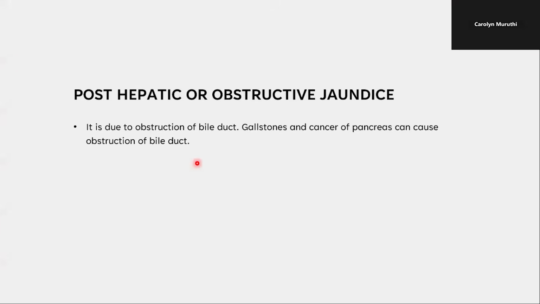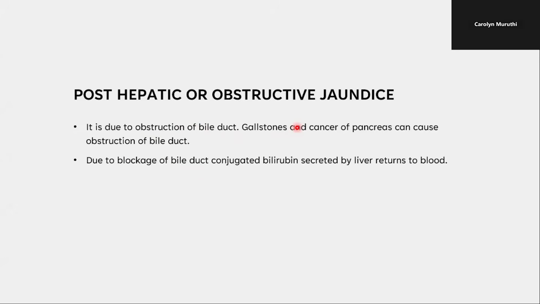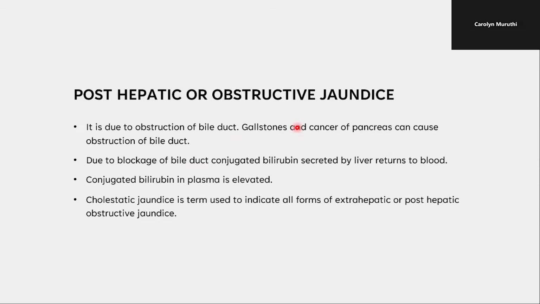Post-hepatic or obstructive jaundice happens after the liver, and it's due to the obstruction of the bile duct, and this could be as a result of gallstones and cancer of the pancreas. And therefore, due to the blockage of the bile duct, conjugated bilirubin secreted by the liver returns to the blood, thereby elevating levels of conjugated bilirubin in the plasma.